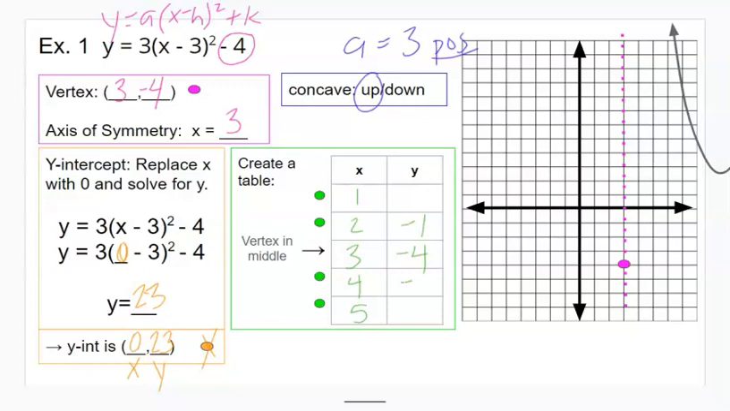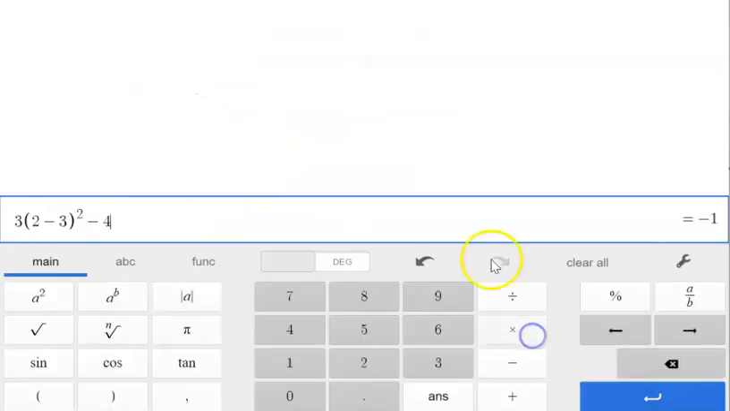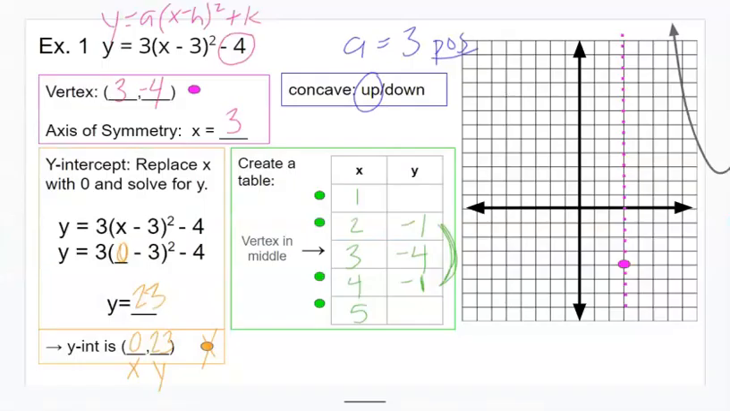And then reminder, symmetry does state that those values are still going to be the same. We still have that symmetry piece. And then if I replace my x value with 1, I get 8. So then if x is 1, y is 8, and also if x is 5, y is 8. So now we can plot those points: 2, negative 1, 4, negative 1, and then 1, 8, and 5, 8.